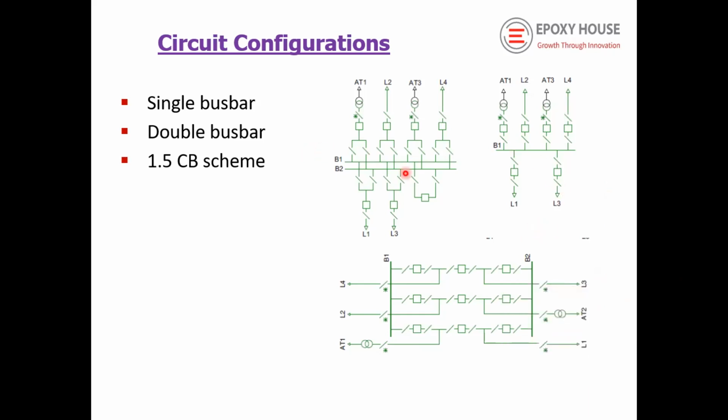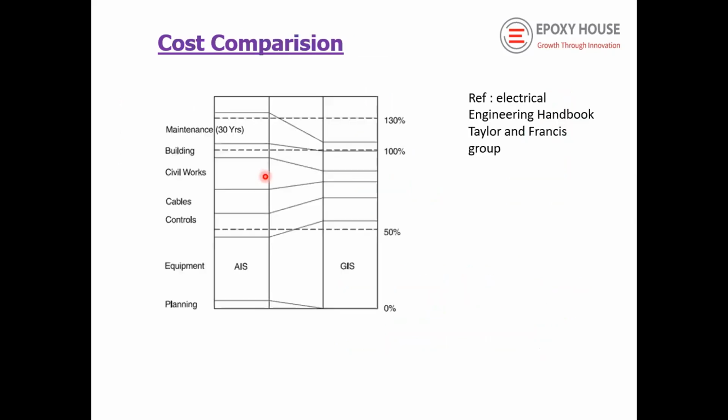So this is a double bus bar scheme. Depending upon the reliability of the network, a single bus bar scheme or a double bus bar scheme can be used. If you want to have more reliability for a critical substation, you can go with the 1.5 circuit breaker scheme also. Here, you have 3 circuit breakers for the 2 buses. So these are the 3 very common schemes for the gas insulated switchgear.